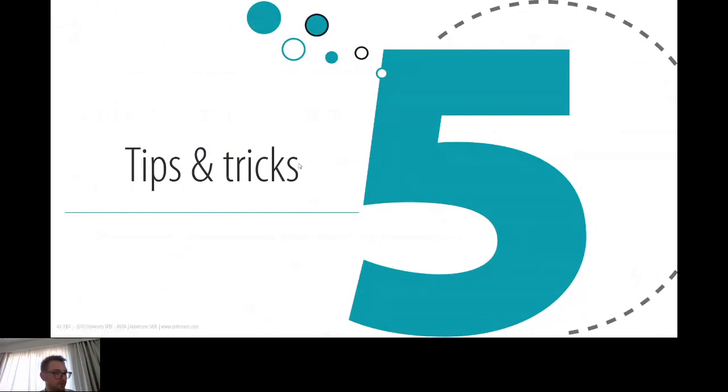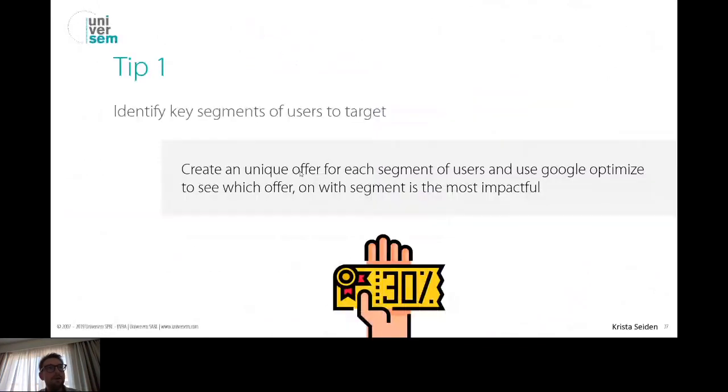Perfect. We can go to the tips and tricks section. The first tip is that you can identify key segments of users to target. So you don't have to target everybody each time. Sometimes it's good for some tests, as I showed before. But for example, you could decide to make a specific discount for people interested in some categories. For example, what is the impact of a discount for people looking for shoes or people looking for watches?